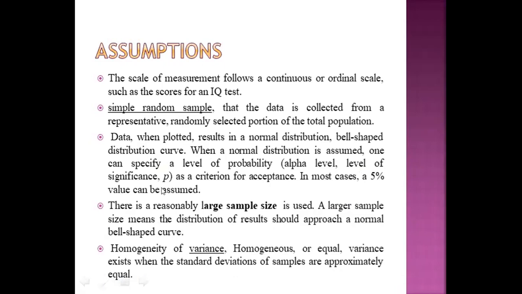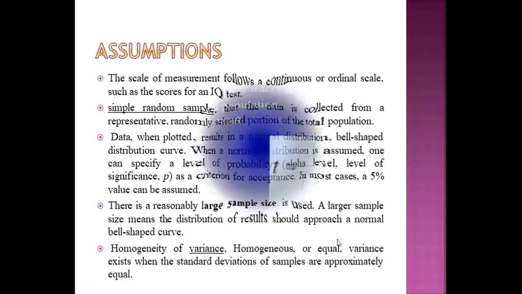Therefore, these assumptions should be met before applying the t-test. Your data should be on a continuous or ordinal scale, meaning quantitative forms. There should be a normal population or sample randomly distributed, and the data should follow a normal distribution graph. There should be a reasonably large sample size and homogeneity of variance.